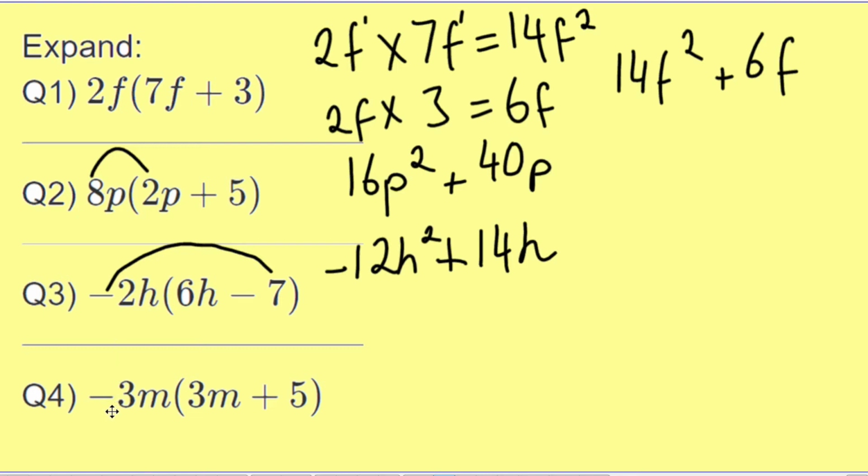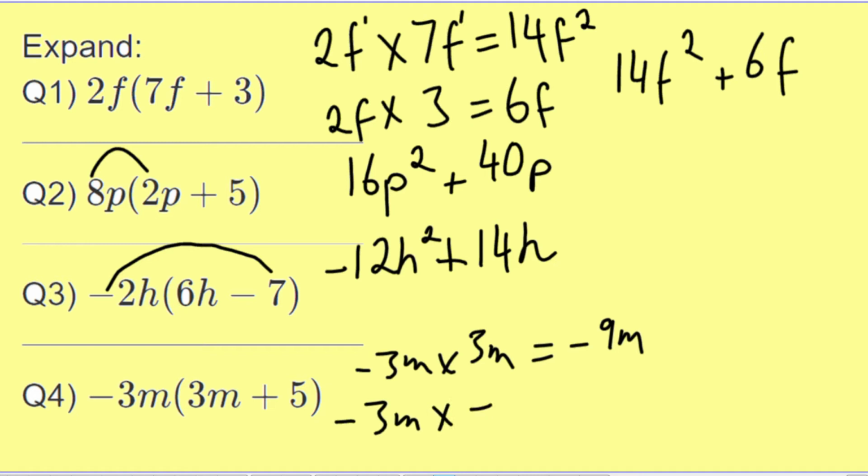Okay, negative 3 multiplied by 3. That's going to give us a negative, so negative 3m multiplied by 3m is going to give us negative 9m. And then negative 3m multiplied by positive 5 is going to give us negative 15m. Oops, this should be m squared. I hope you didn't spot that. You know who I'm talking to. So our final answer is minus 9m squared minus 15m.